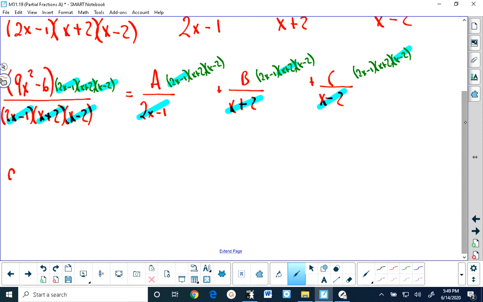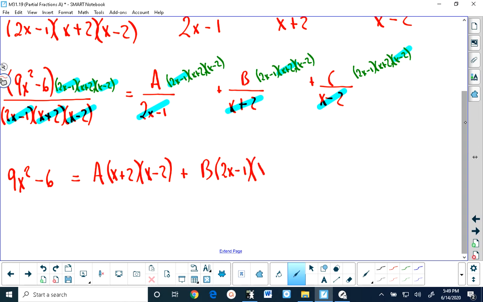I have 9x squared minus 6 is equal to a multiplied by x plus 2 multiplied by x minus 2 plus b multiplied by 2x minus 1 multiplied by x minus 2 plus c multiplied by 2x minus 1 multiplied by x plus 2. And that is the equation that we have to use to determine the value of a, the value of b, and the value of c.